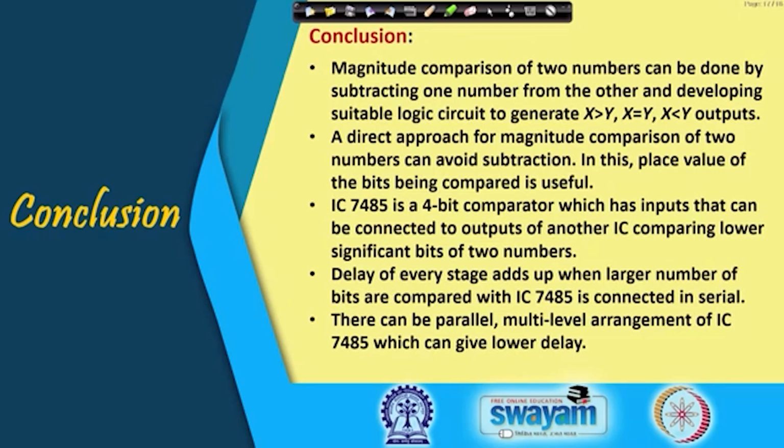IC 7485 is a 4-bit comparator with an option for connecting inputs from lower significant bits that are getting compared in another IC 7485 or logic circuit. The delay at every stage can add up for a larger number of bits getting compared when you connect them in serial, but there can be an option of a parallel multi-level arrangement.